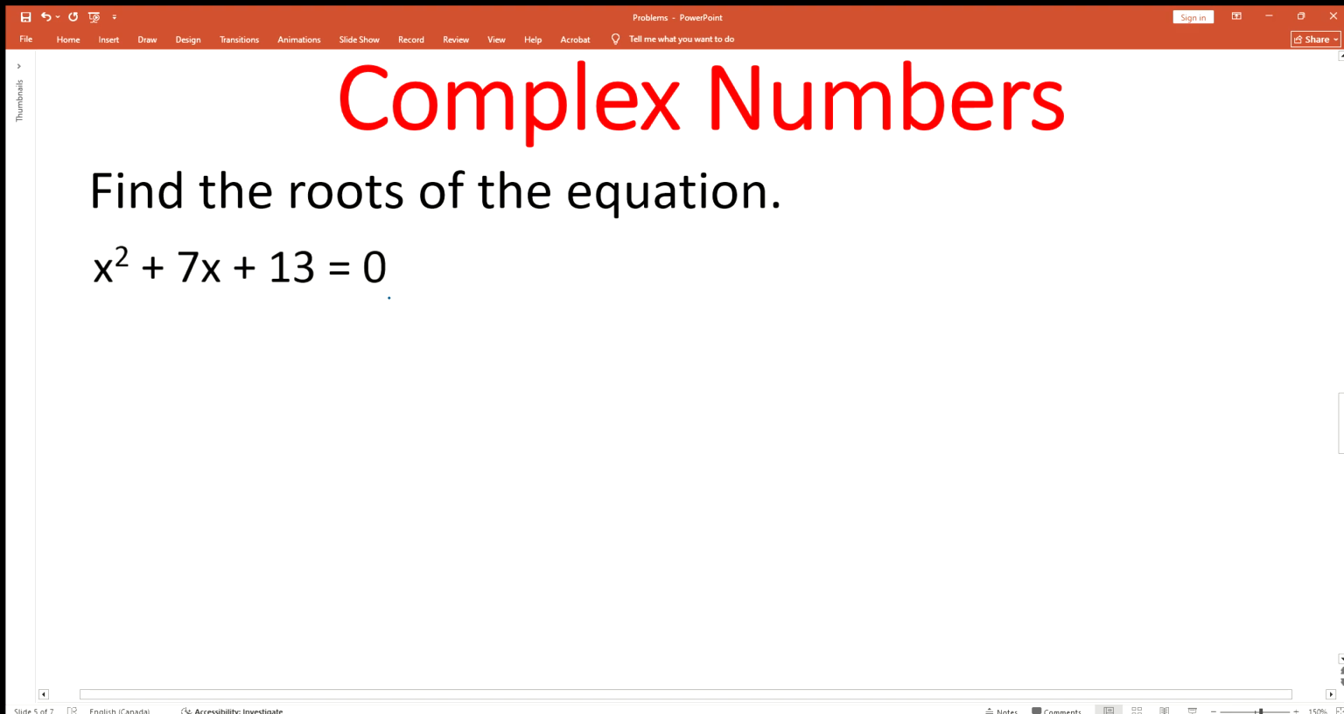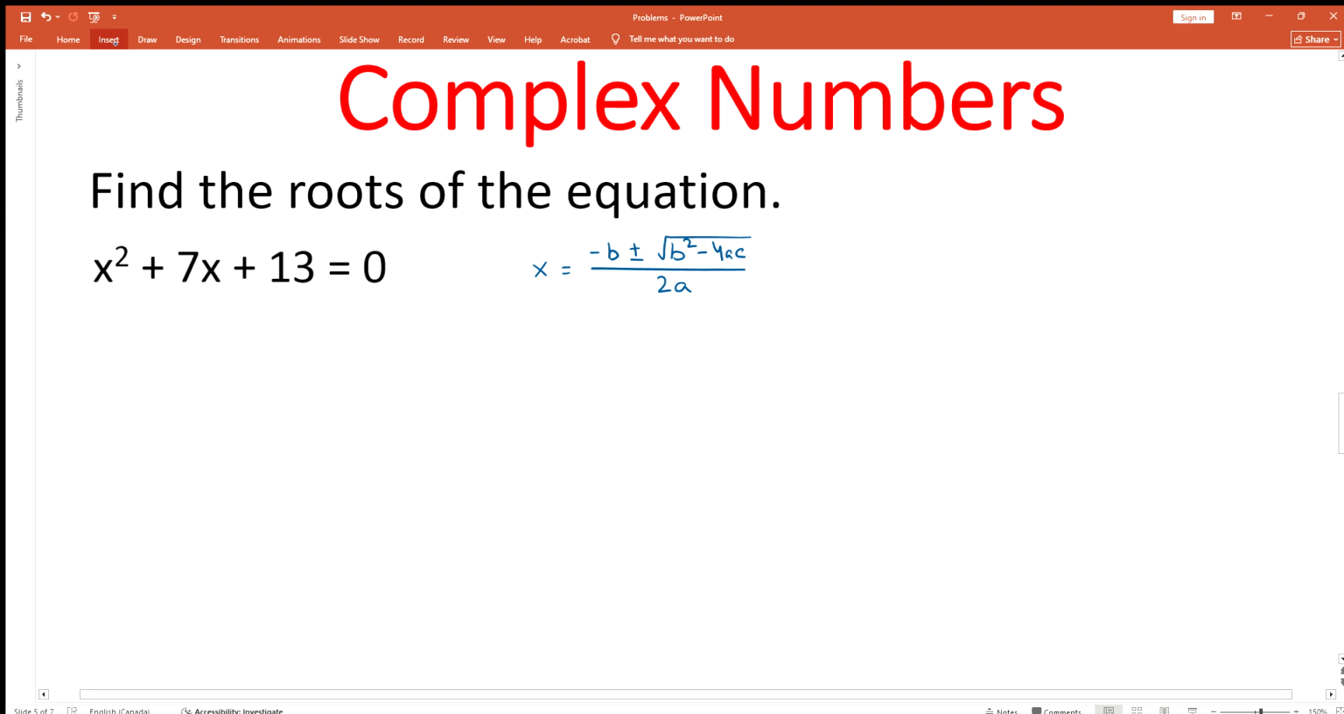We can solve a quadratic equation by either factoring it or using the quadratic formula. This equation cannot be factored, so we have to use the quadratic formula to solve this equation to find its roots. The quadratic formula is x equals minus b plus minus square root of b squared minus 4ac over 2a. We use x in the quadratic formula because that's the variable in the given equation.